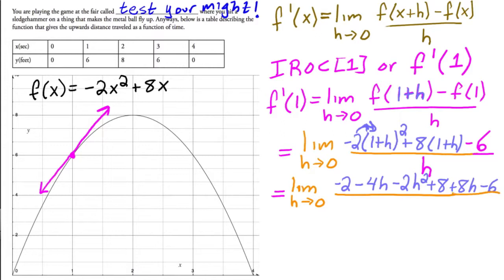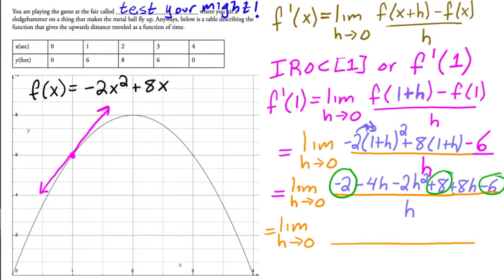All over h. Okay, so let's continue here. We've got the limit as h approaches 0 of, here I've got, let's combine like terms, 2 plus 8 minus 6, that's equal to 0. And then here I've got negative 4h plus 8h, that's 4h, and then minus 2h squared all over h.